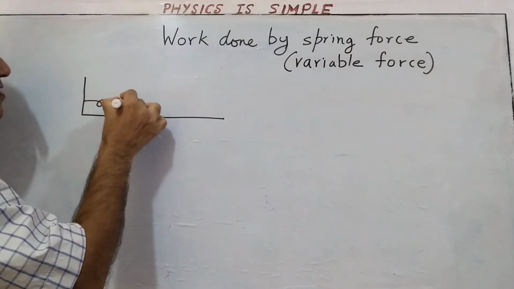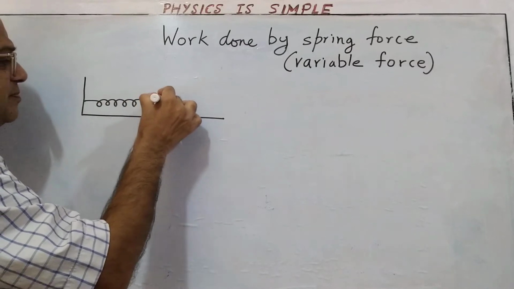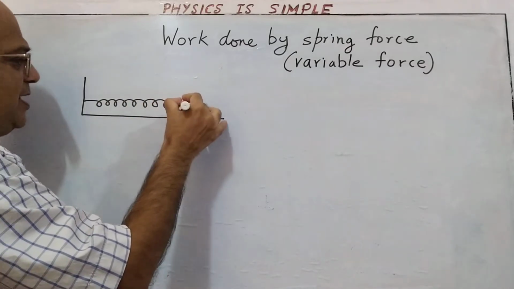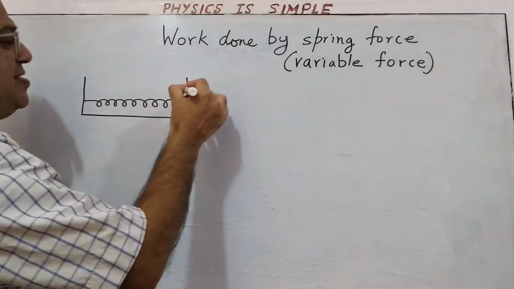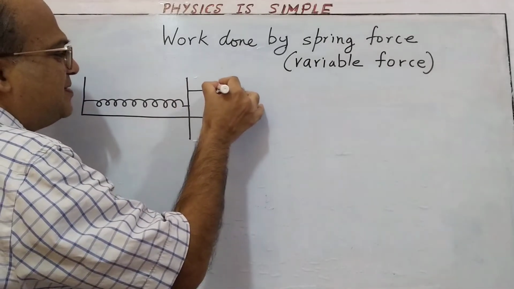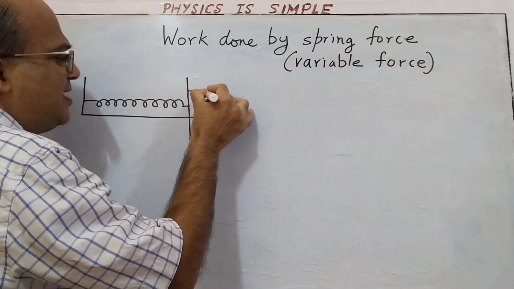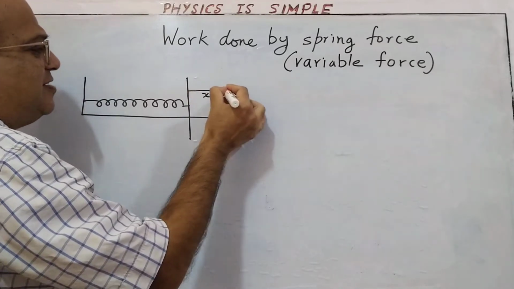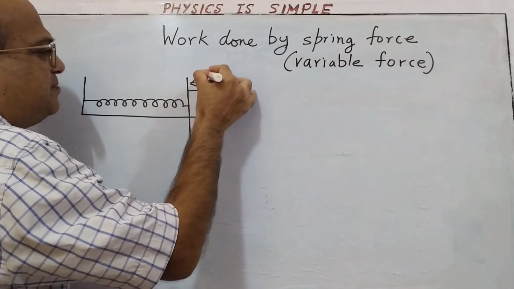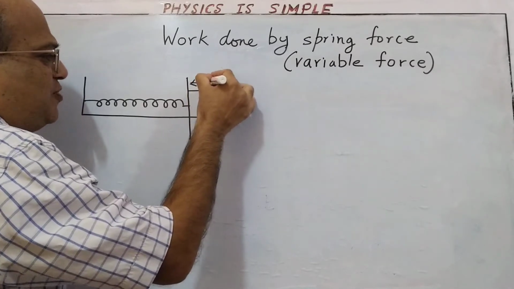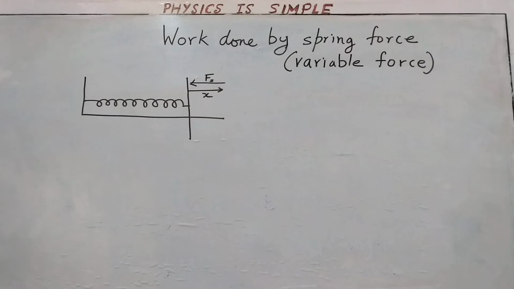If this is the spring and we extend it by x, as we extend it, the spring will pull us back with a spring force. So therefore they are in opposite direction. So spring will do negative work.